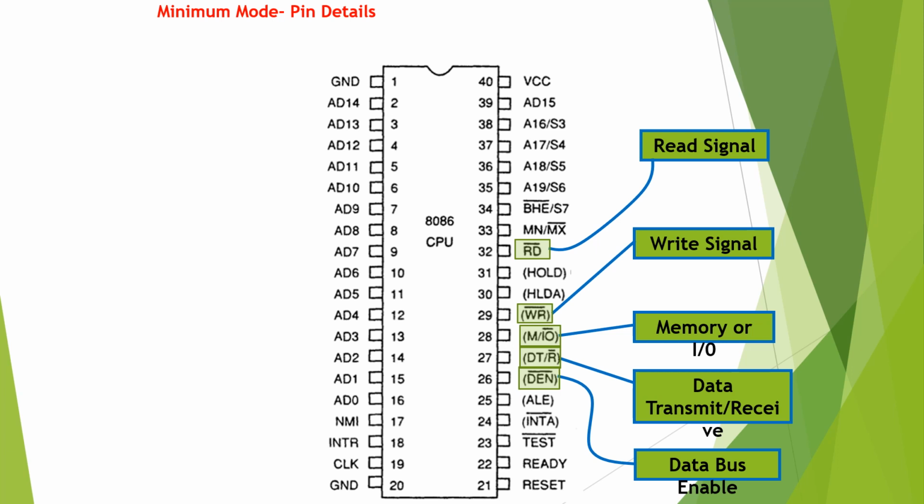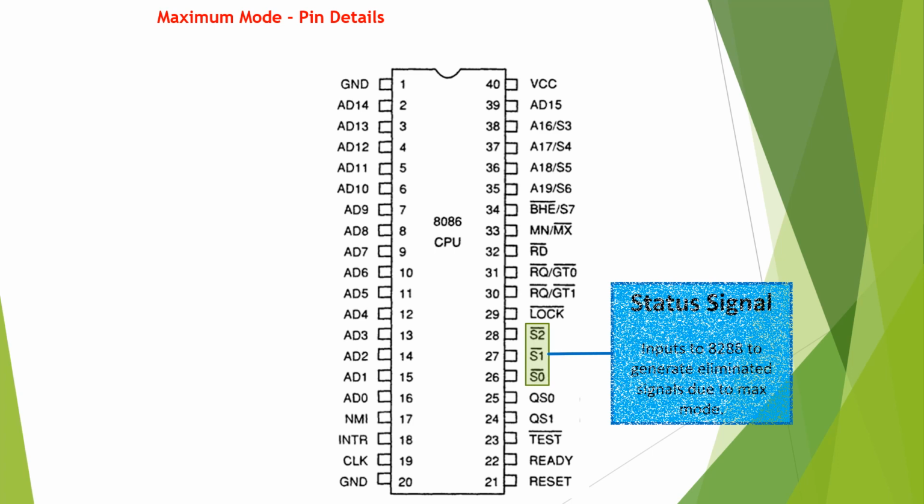And the data bus enable, DEN pin. This signal indicates the availability of valid data over the address or data lines. It is used to enable the transceivers to separate the data from the multiplexed address and data lines.